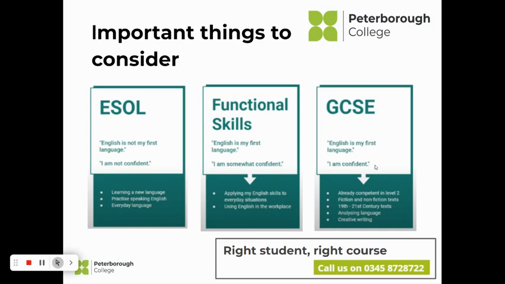I would recommend that you find out from the various institutions, whichever university you are interested in going to, whether they will accept a functional skills qualification or a GCSE English qualification. The main point here is that you are definitely choosing the right course for your level of English.